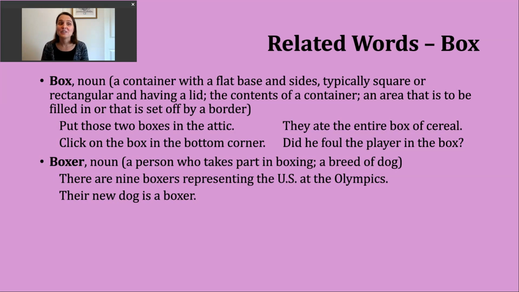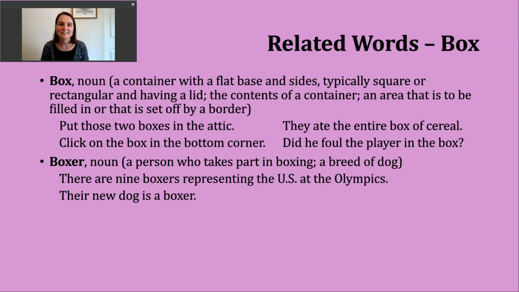A third way to use the noun box is to refer to an area that's to be filled in or that has been set off by some border. So you might hear the noun used in this way if you're taking a computer class or receiving some instruction from another person. Click on the box in the bottom corner, right? So they're telling you to look for some shape that has a border or maybe it's filled in, and that's sort of the next step.